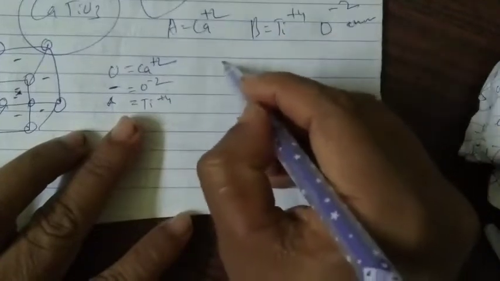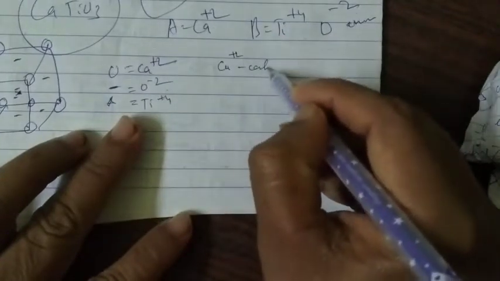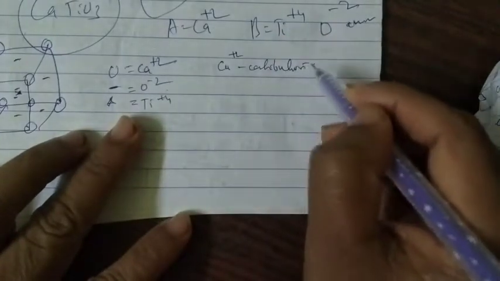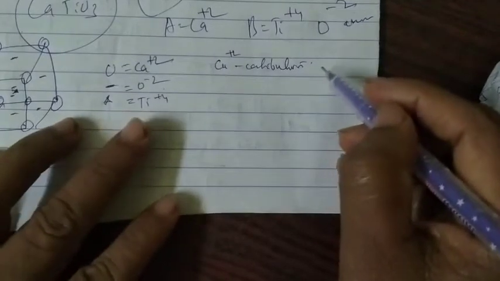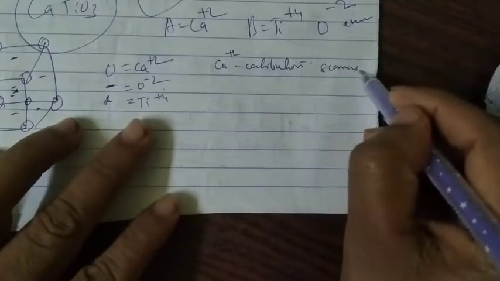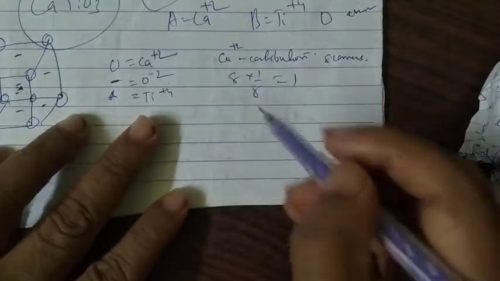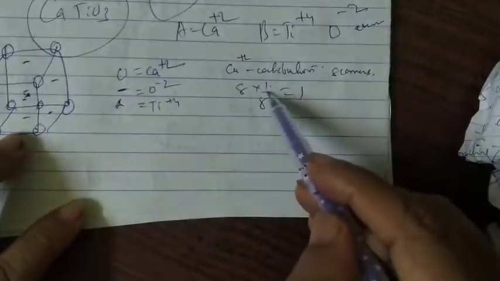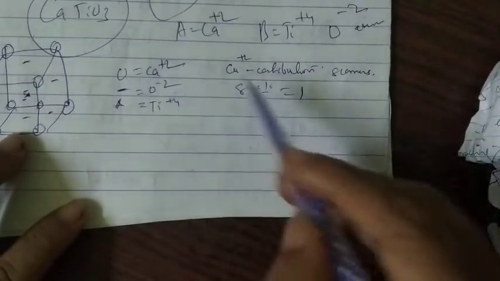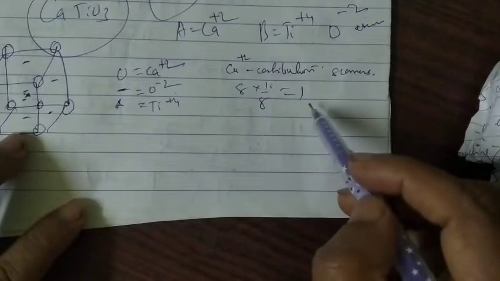So the contribution of Ca plus 2, which is located at the 8 corners. How much will it be? 8 into 1 by 8, that is equal to 1. You know that from the second semester. Corners means a 1 by 8 contribution, and there are 8 of them, so the contribution of calcium is 1.